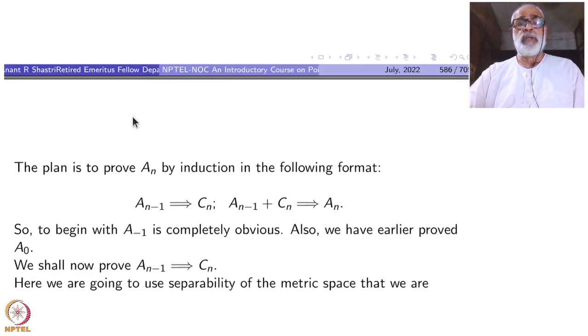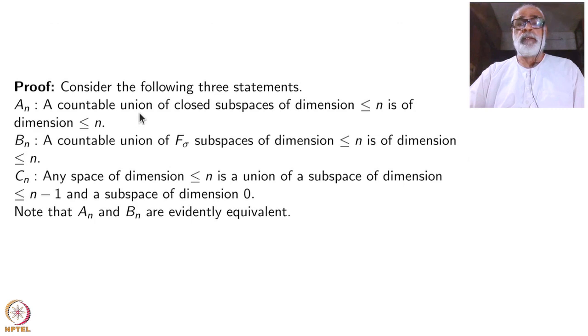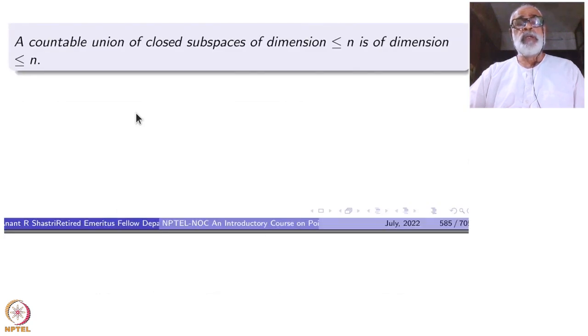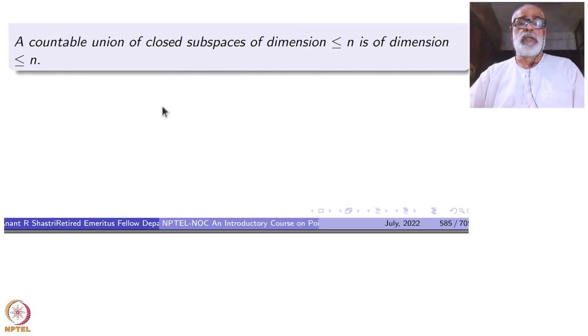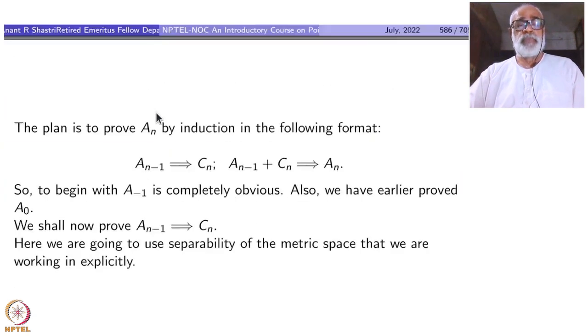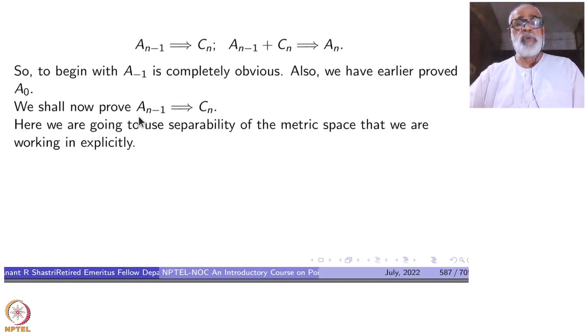I told you, today we are not going to prove any new phenomena or anything. The same phenomena we are proving for higher dimension and so on. Okay. A countable union of closed subspaces of dimension 0 is of dimension less than or equal to 0. So this is what we have proved earlier. So A_0 is proved. All right. I don't have to actually prove this one because my induction starts at A_(-1) itself. So we shall now prove that A_(n-1) implies C_n.